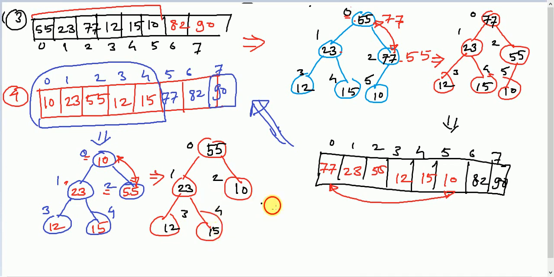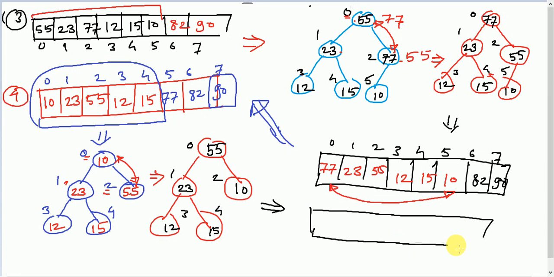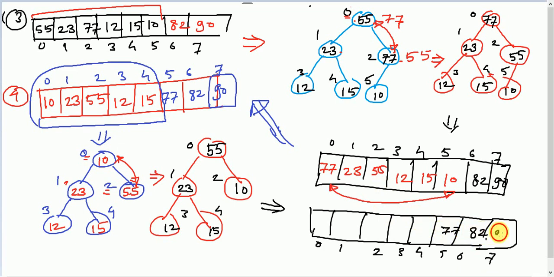Now if I represent this particular heap in the form of an array: zeroth index, first index, second index, then fourth, fifth, sixth, and there is a seventh index. Already 77, 82 and 90 were in place. Here we are getting the values as 55, 23, 10, 12 and 45.